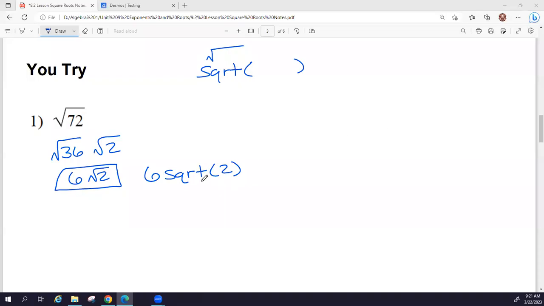So hopefully you got 6 square root of 2. If you didn't, please call me over and ask me for help. Let me take a look to see what you did. If not, move on to the next piece.